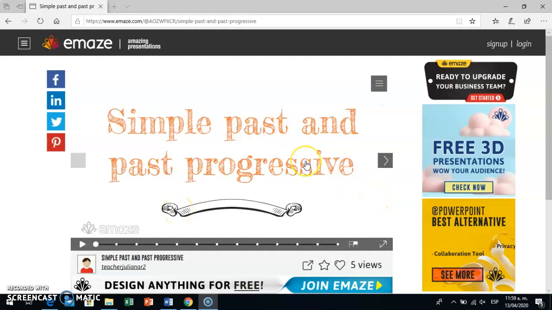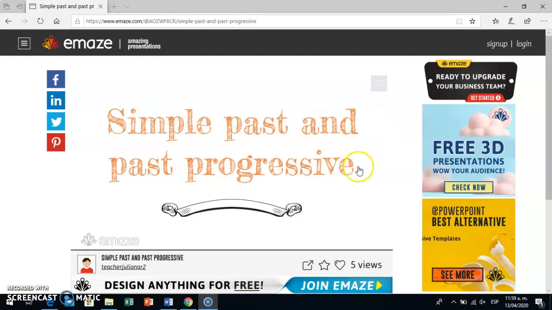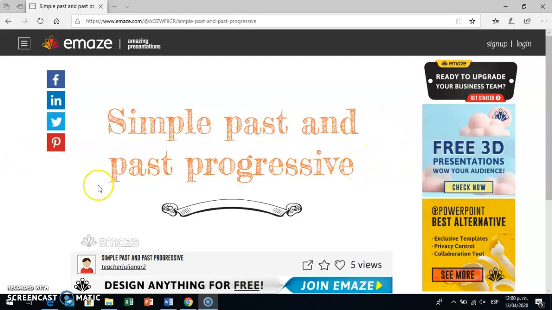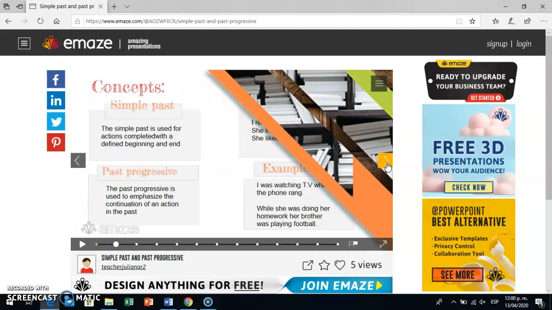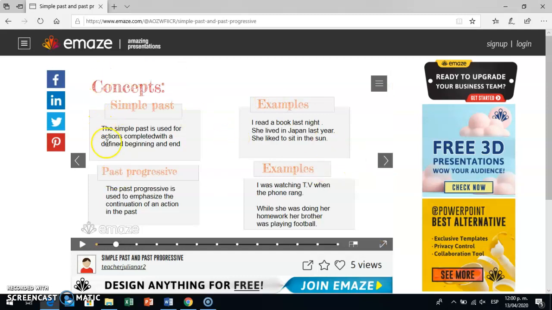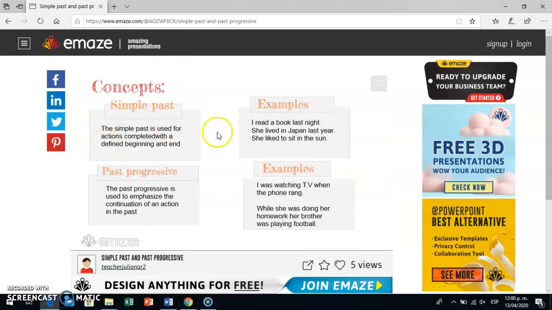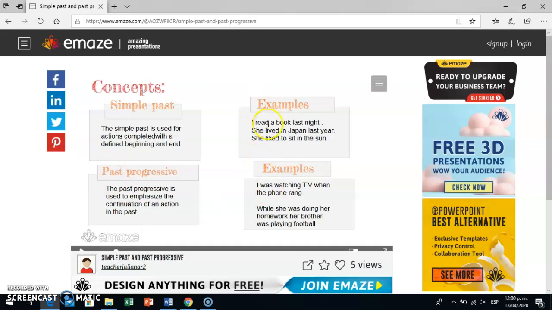I am going to explain my worksheet. My worksheet is about the simple past and the past progressive. So there are two concepts for this explanation. The concepts are the simple past.